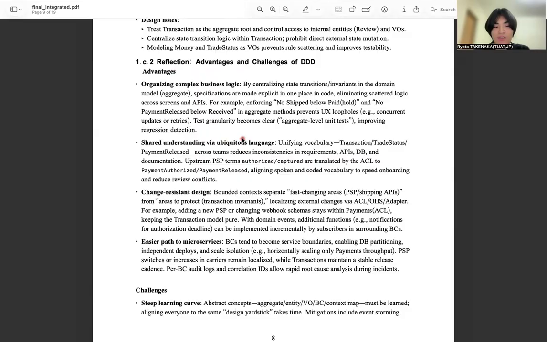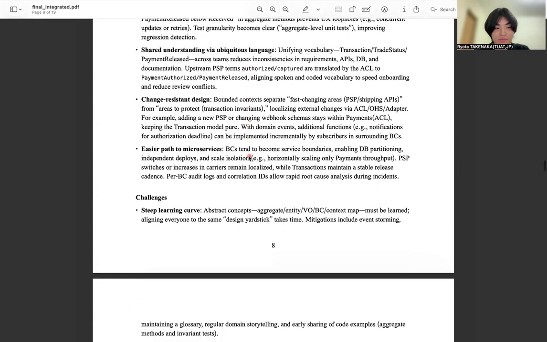It also gives us a ubiquitous language, meaning developers, designers, and business stakeholders can all use the same terms, like transaction or trade statute, and mean the same thing. This makes the design resistant to change.